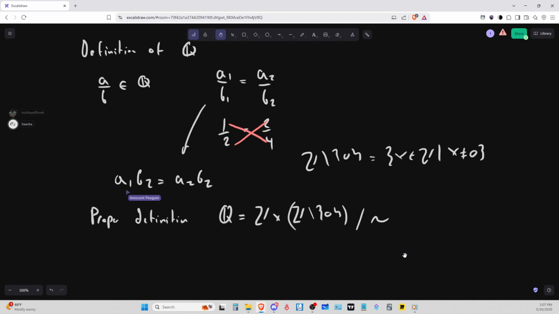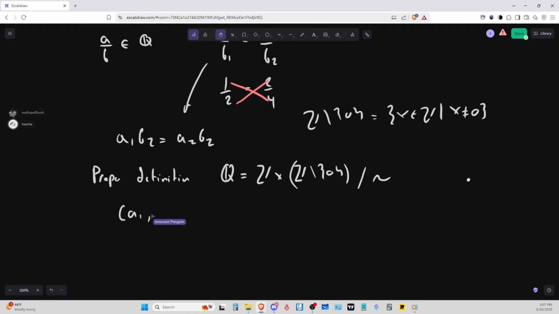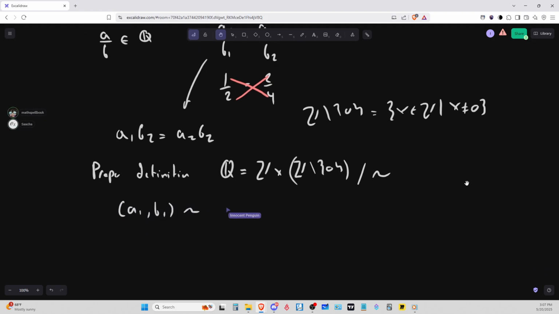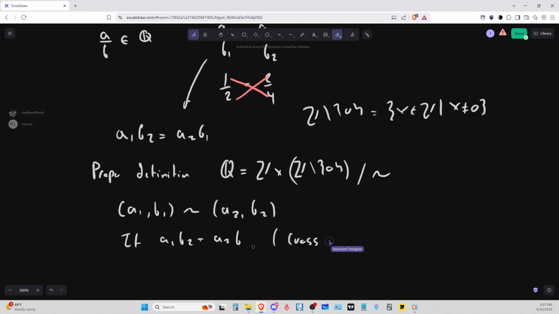And basically, we're just gonna copy the definition we wrote before. So we say that the pair (a1, b1) is equivalent to (a2, b2) if we have a1 b2 is equal to a2 b1. Sorry, here I made a mistake. This is supposed to be a 1. How do you call it in English? Cross multiplication. Yeah. So we're gonna say the cross multiplication test.